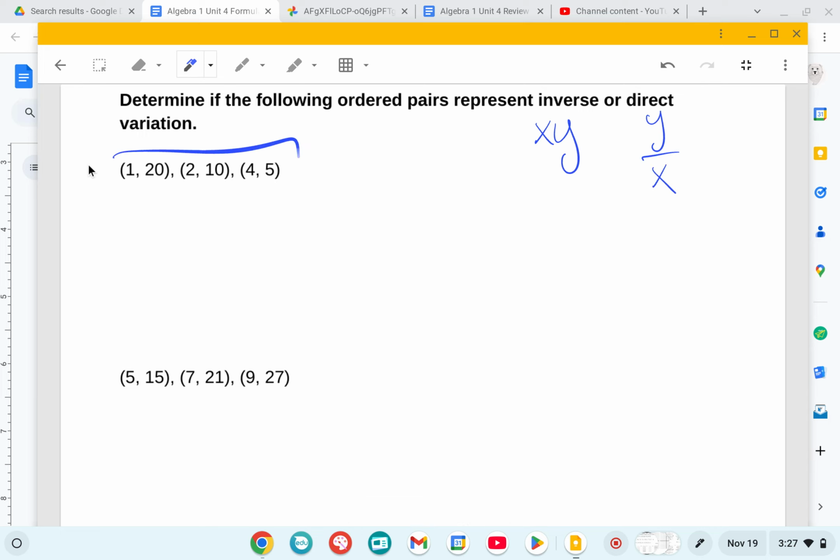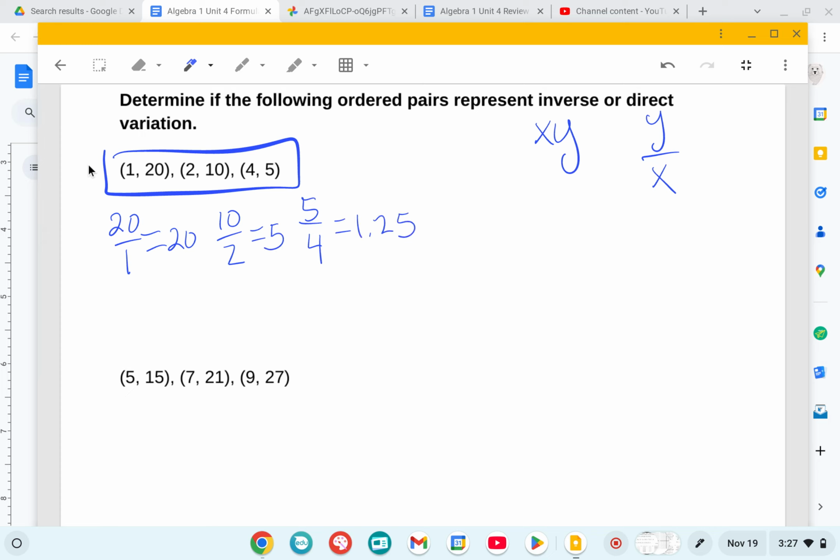So if I wanted to see if this group of numbers was direct variation, I would just divide each of them. So I'd do 20 divided by 1, 10 divided by 2, and 5 divided by 4. And I want to know if I get the same answer when I do that. And I don't. These are my three values, 20, 5, and 1.25. That tells me right there that it is not direct variation because these numbers don't match.